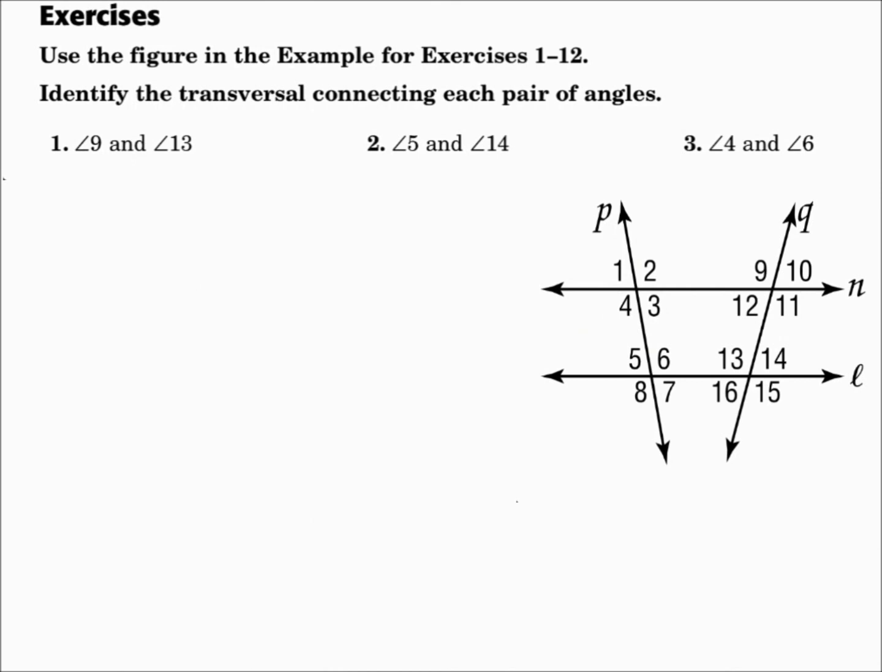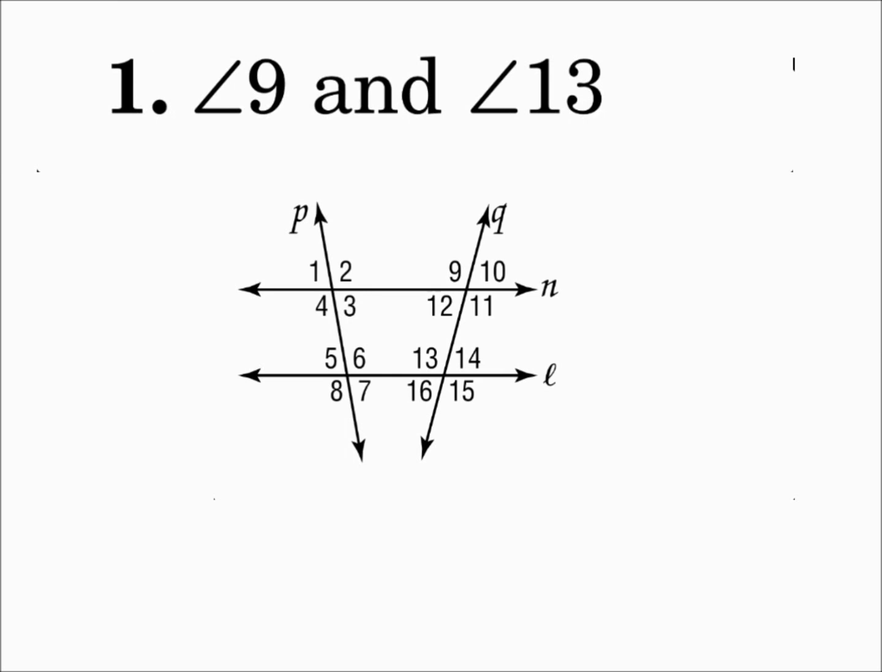Identify the transversal connecting each pair of angles. Number 1, angle 9 and angle 13. Remember, the transversal is the line that touches both of the angles, and the only one that does that is line Q. So Q is the transversal.